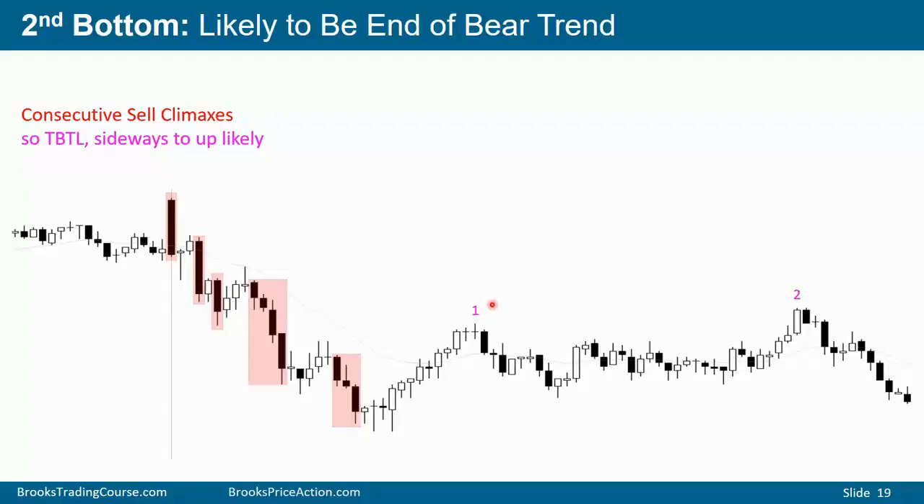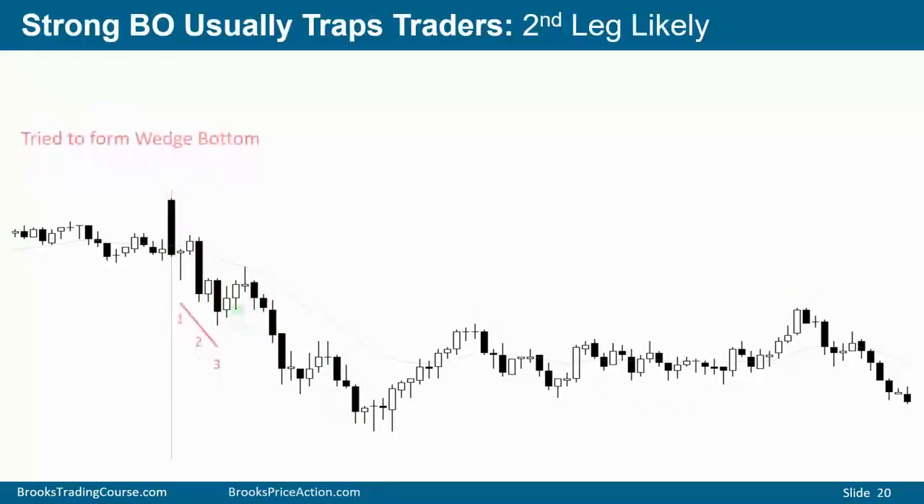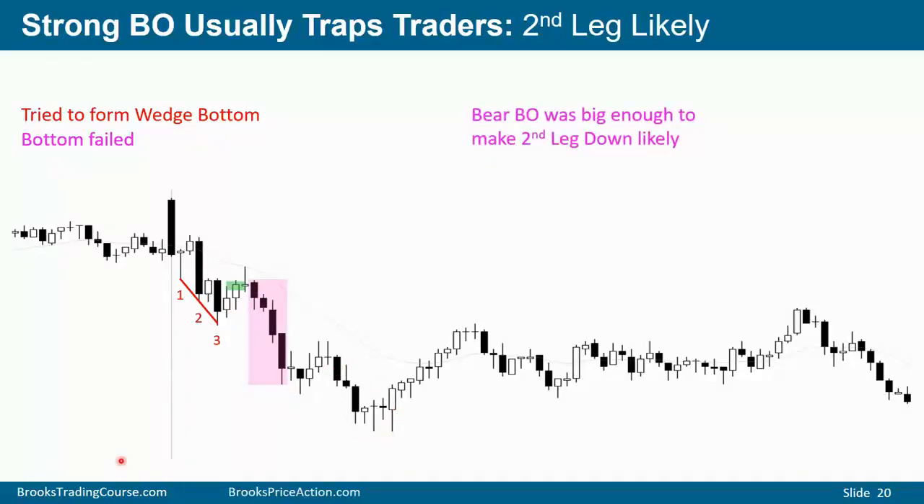Here we go, leg 1, pull back, leg 2. The market has a complex bottom attempt here. By complex, I mean a high 2 or a high 3. Here we have a high 3, a wedge bottom. And we have a breakout and then another complex bottom, high 1, high 2, or a small wedge. First bottom failed, and now we're getting another complex bottom attempt. Strong enough bear breakout to expect at least a small second leg down.